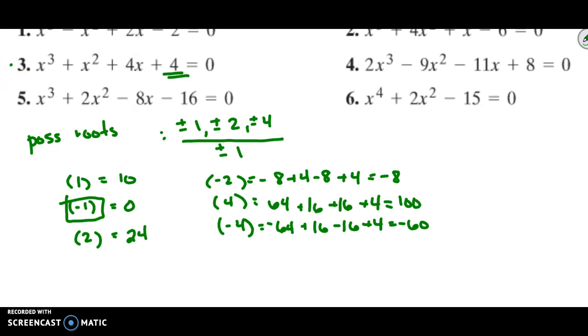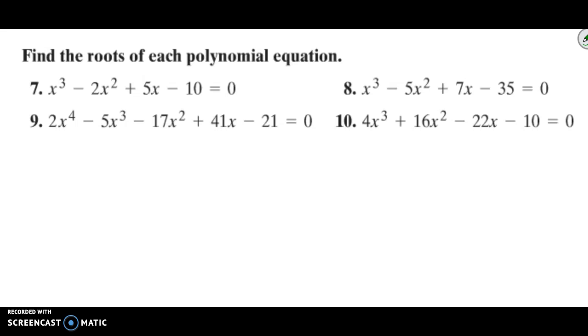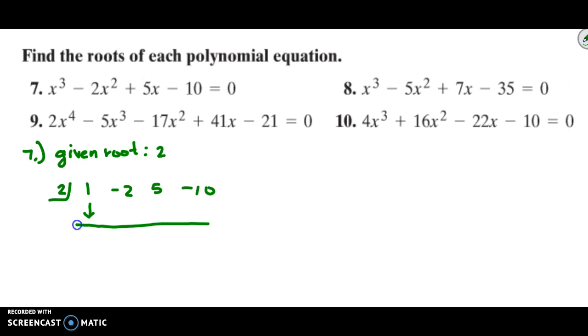Alright, so now looking at 7 through 10, find any additional roots for the polynomial equation. So for number 7, we are being given, and on the test you will be given, a root 2. So given root 2, we want to find the other 2. So 2 is going to be on the outside, and then we have 1, negative 2, 5, and negative 10. So using synthetic division, we're going to find the other roots.